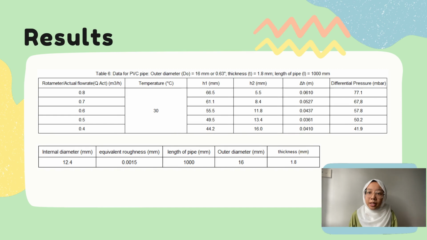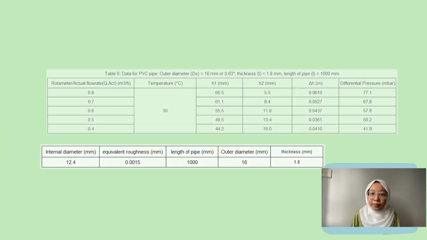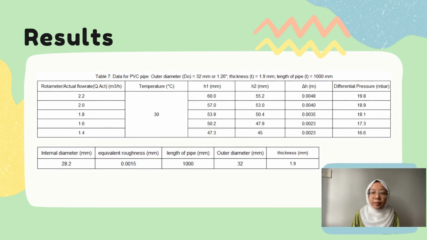Then, for table 6, this is the data for PVC pipe that has 16 mm outer diameter, 1.8 mm thickness, and the same length, which is 1000 mm. We calculate the same thing as the other table. And for the last one, this is the data for PVC pipe that has 32 mm outer diameter and 1.9 mm thickness. We get the values of H1 and H2 by doing the experiment. And also, we calculate the delta H. We also calculate the internal diameter.